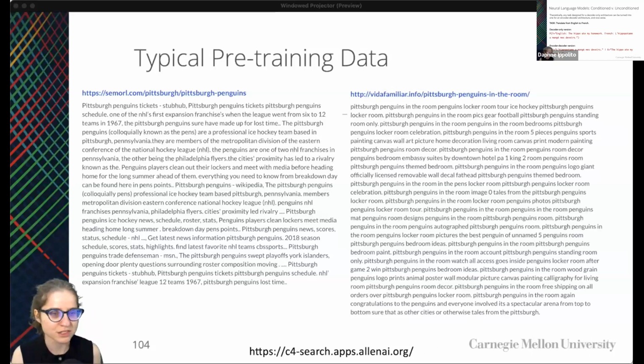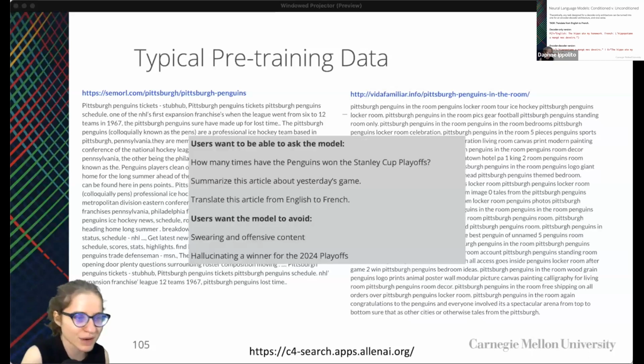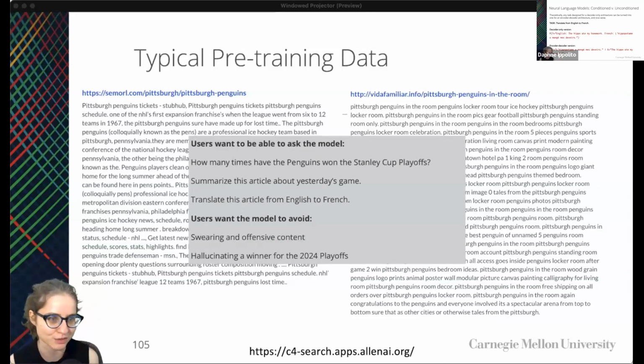And so one of the issues we have with language models is that there isn't very good alignment between what the pre-training data looks like and what users want to ask the model to do. So here are 2 just random documents about the Pittsburgh Penguins that I found in C4. But what a user might want to do is ask how many times have the Penguins won the Stanley Cup playoffs? Or I might want to ask the model to summarize an article about yesterday's game, or to translate the article from English to French.